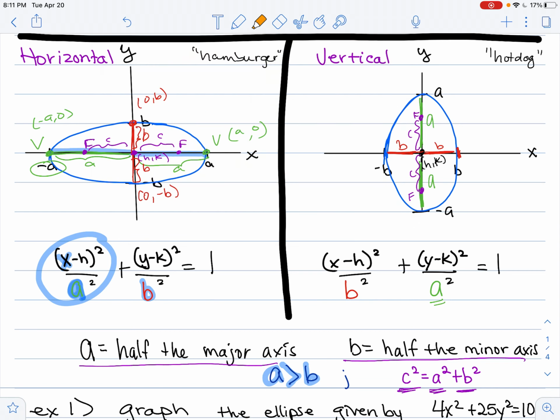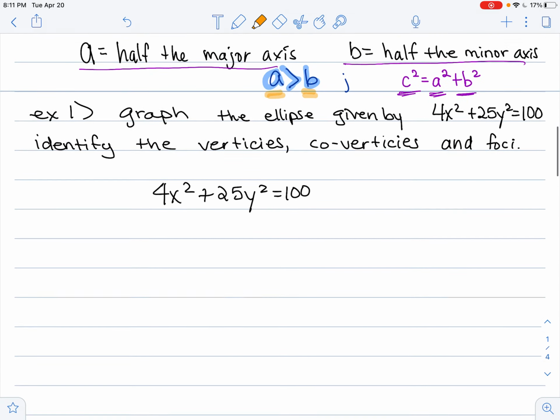Same thing with here. A in this case is under the Y, which tells me that the major axis, the longest axis, is on the Y or vertical direction. Okay, so keep that in mind as well, that A is always greater than B, and it indicates which one is the major axis.